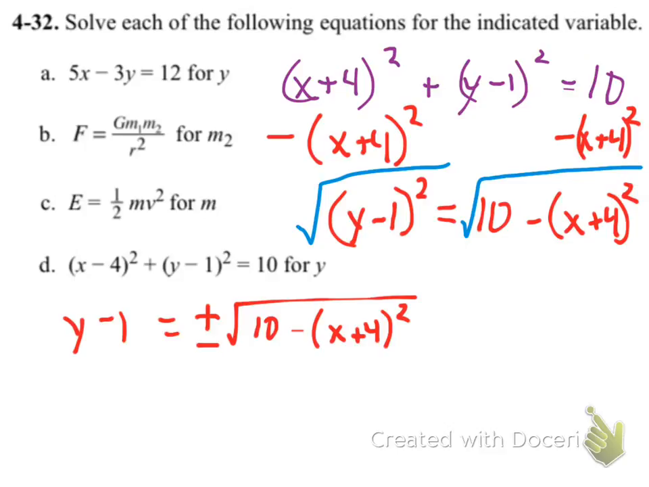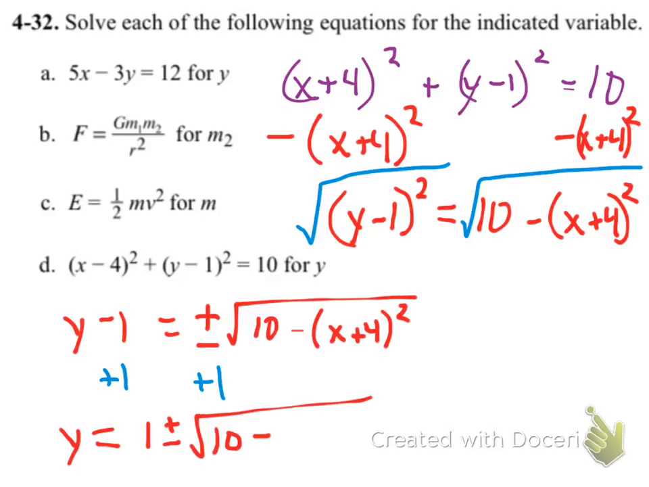Now, the last thing I need to do is remove the negative 1, so that is being added to the y, so I'm going to add a positive 1 to both sides. And my final answer then is y equals 1 plus or minus square root of 10 minus, in parentheses, x plus 4 squared. So you may wonder why I did not multiply this out, and you definitely can. But if you multiply that out and then combine like terms, you still cannot take the square root, so it can just stay where it is.